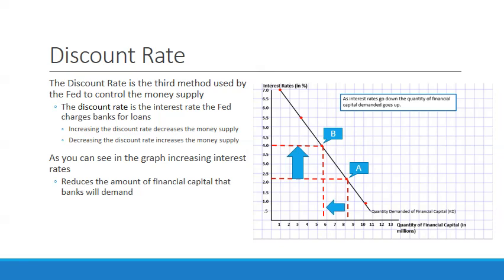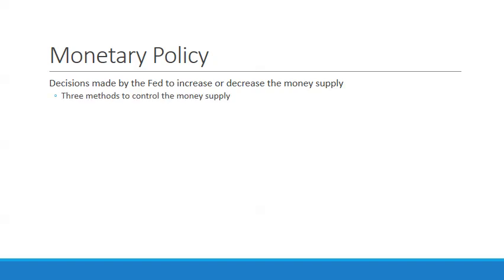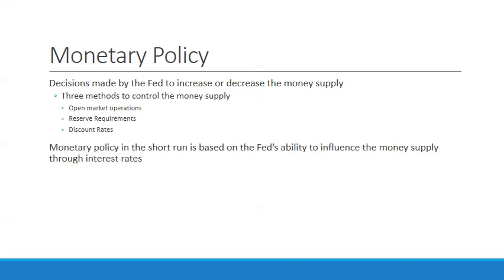So we see this movement taking place in terms of how we're controlling the money supply, because if you decrease interest rates, then you're going to increase the money supply. Increasing the money supply, of course, is going to increase aggregate demand. So when we go back to monetary policy, decisions made by the Fed to increase or decrease the money supply, they have 3 methods to control the money supply: open market operations, reserve requirements, and discount rates.